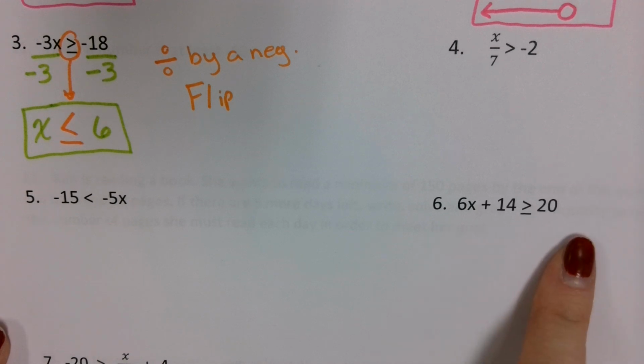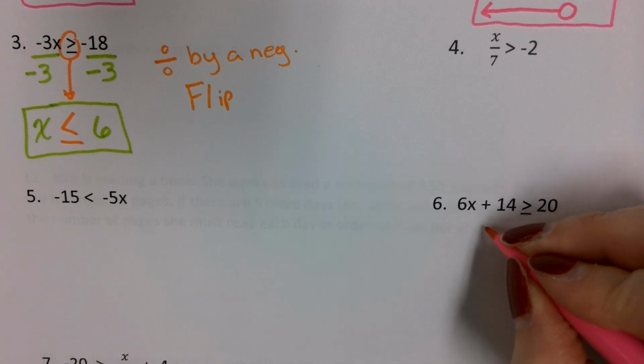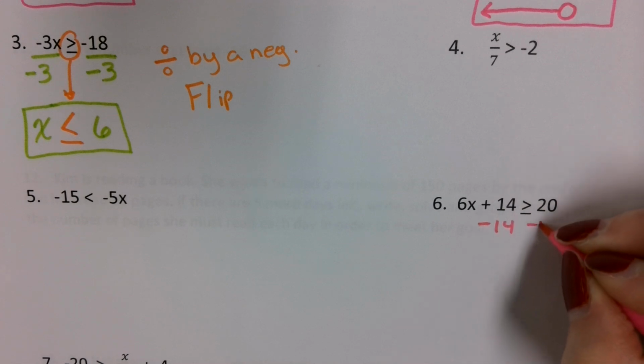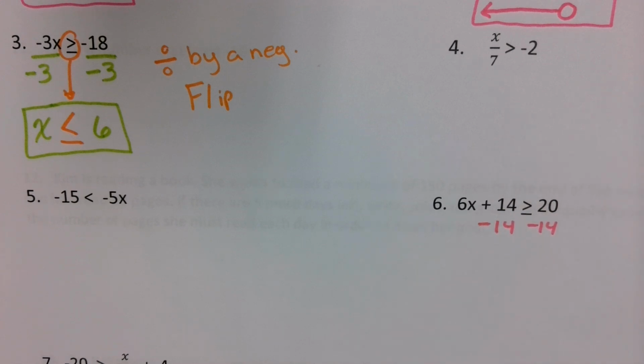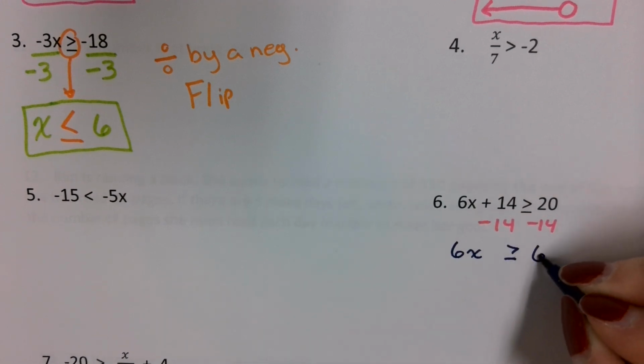So now let's just go ahead and start solving. What inverse operation needs to be performed first? Remember, we always do addition and subtraction first, multiplication and division second. So what inverse operation are we going to do? Subtraction. What are we subtracting from both sides? 14. We're going to subtract 14 from both sides. That's going to leave us with 6x is greater than or equal to 6.